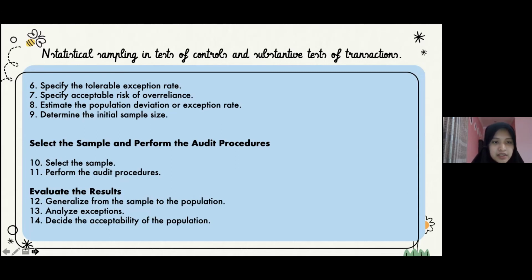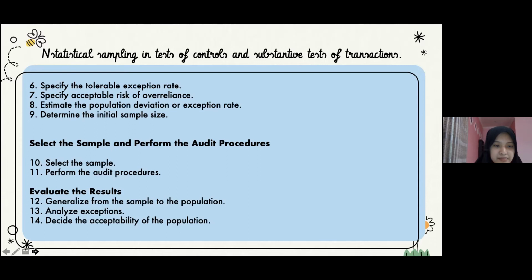And 6, specify the tolerable exception rate. 7, specify acceptable risk of over-reliance. 8, estimate the population deviation or exception rate. 9, determine the initial sample size. And next, we must select the sample and perform the audit procedures. This step is select the sample, perform the audit procedures, and then evaluate the result. The steps are generalize from the sample to the population, and next analyze exceptions, and then decide the acceptability of the population.